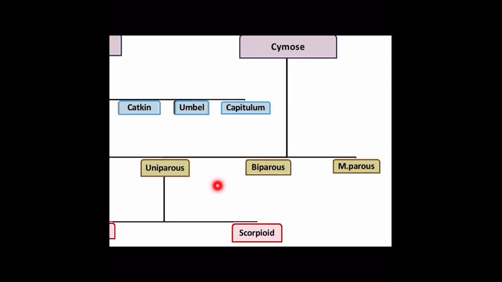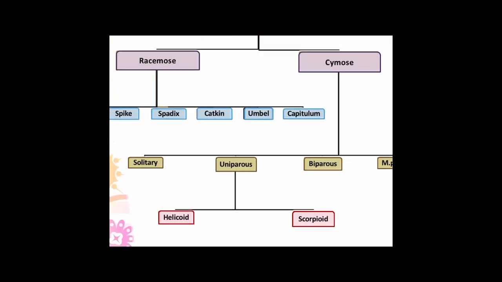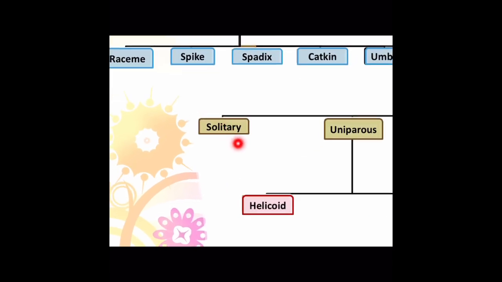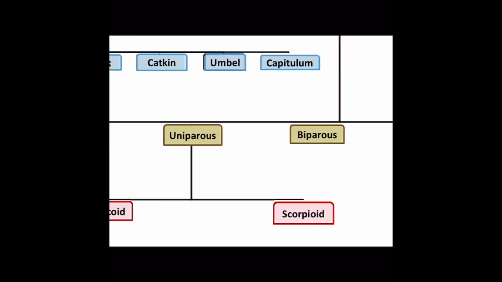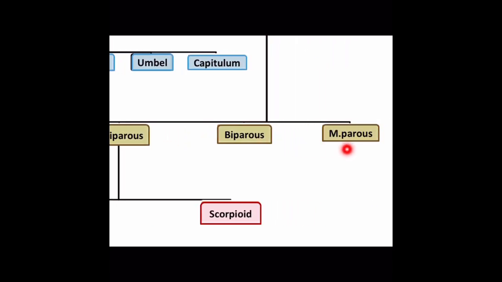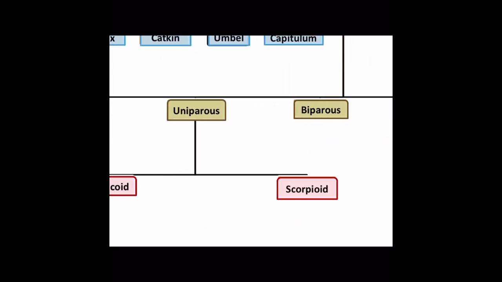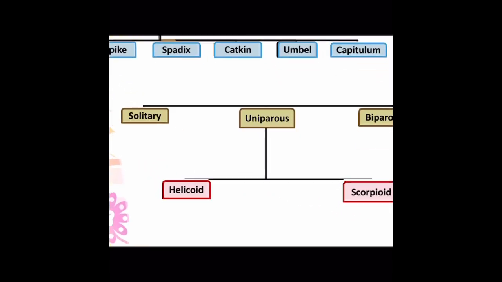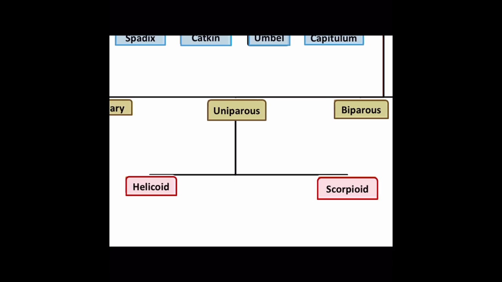Cymose. There are four divisions of cymose. They are solitary, uniparous, biparous, and multiparous. Uniparous again in helicoid and scorpioid.